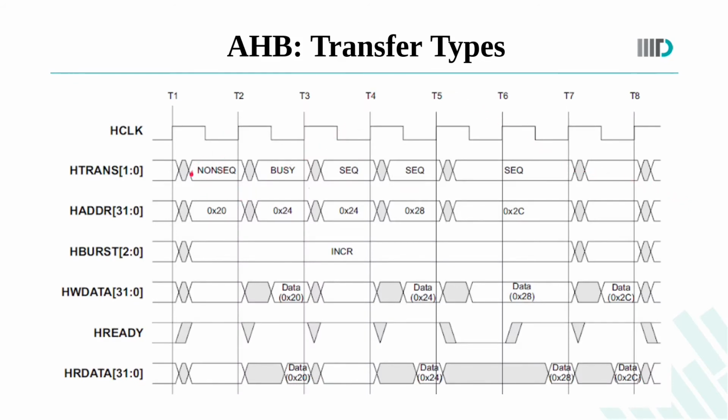So as I said, the first transfer will be NONSEQ, indicating the start, and then the master sends a busy signal that it cannot send the data right now. So the address phase cannot be completed in this cycle, but still the data phase for the previous address can be completed, and then in the next cycle it sends a sequential state, so the transfer can be completed, and it goes on and on, just like that.